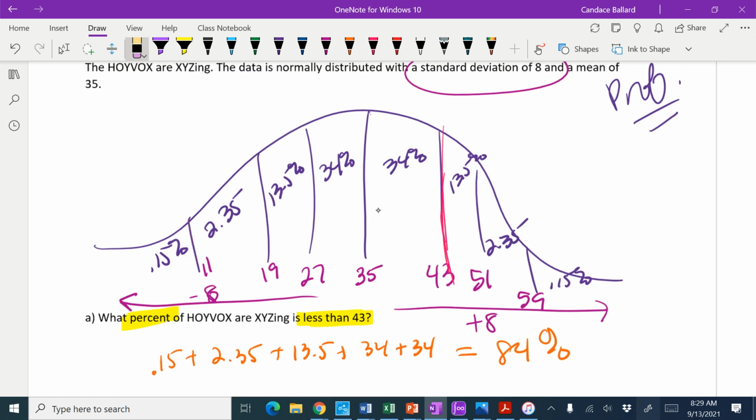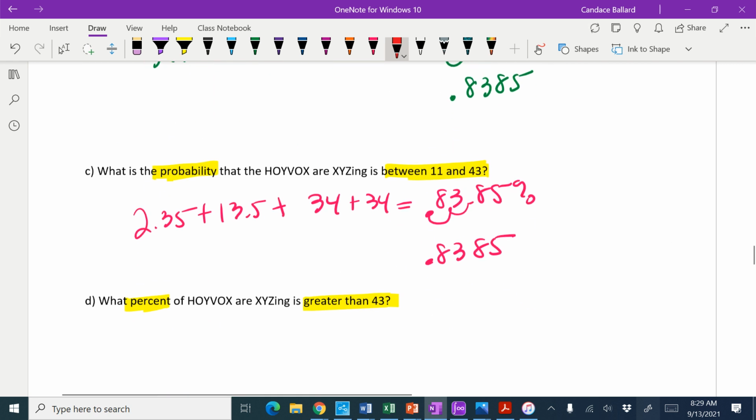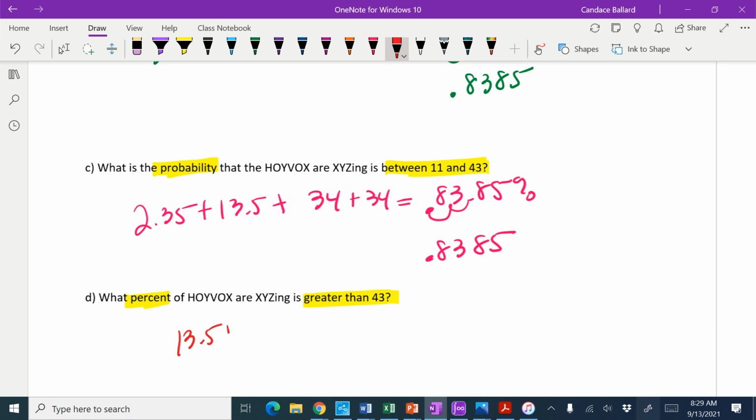Okay, so let's go to my chart again. I just want greater than 43. So I'm going to come here, and I'm going to go greater than 43. So I'm adding up 13.5, 2.35, and 0.15. So 13.5 plus 2.35 plus 0.15. Okay, take a sec, 30 seconds, add it up. Use Desmos, add it up. Make sure you're practicing.